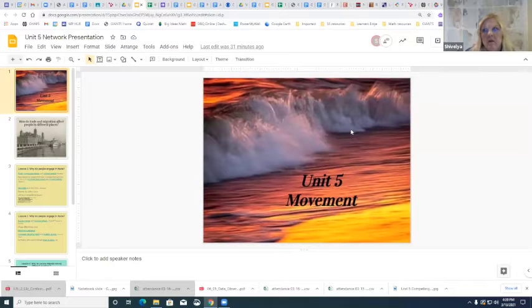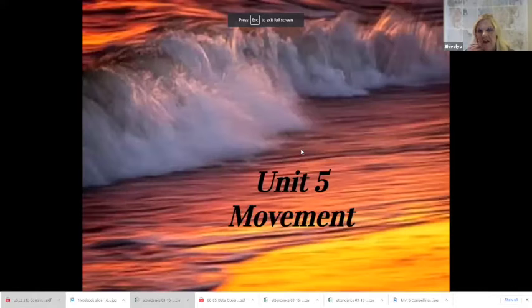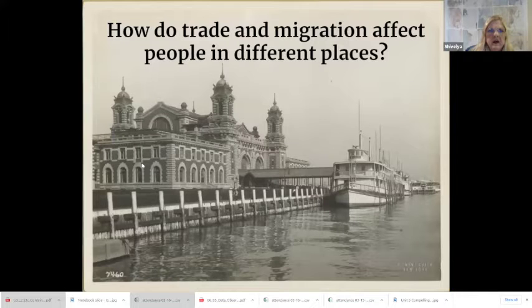So in Unit 5, like we said, it covers movement. We used to start with cultural diffusion in that, but we felt like that was a better fit to slide into Unit 4, culture. But it's still a nice bridge between the two units. So the compelling question that we have is, how do trade and migration affect people in different places? And so that's going to be our focus.